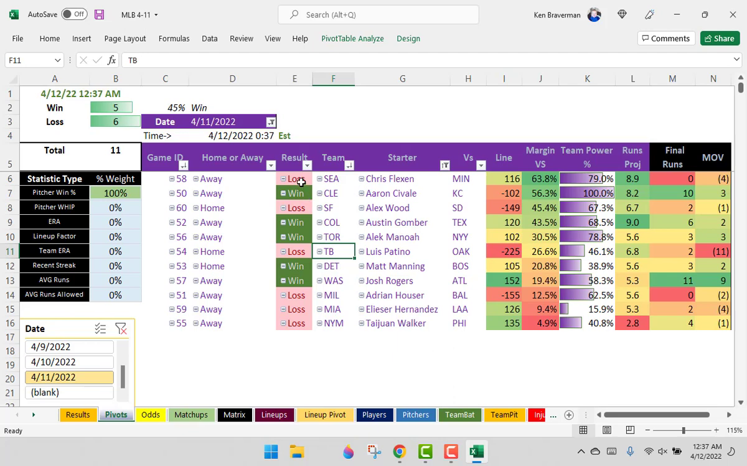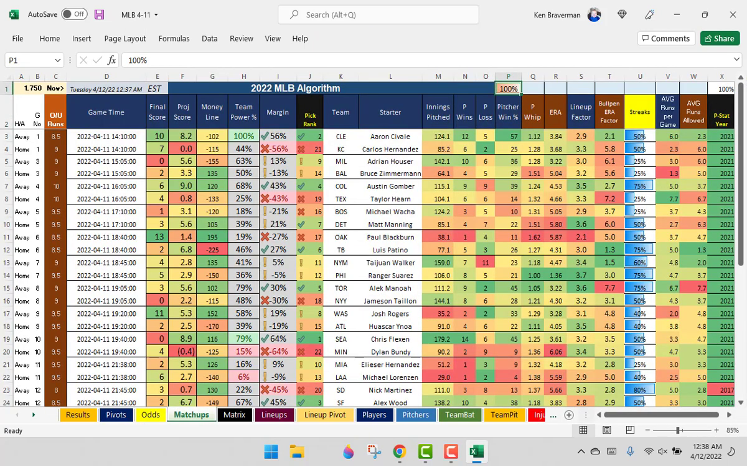It's 5 and 6, but you have wins at the top. What lost? This game's still going on, and Seattle for some reason didn't put up any runs against Minnesota in this game. And then you have a lot of losses at the bottom. So pitcher win percentage was actually pretty good.